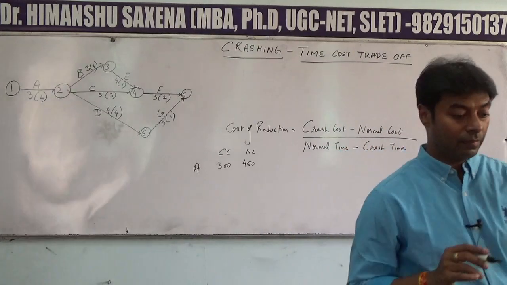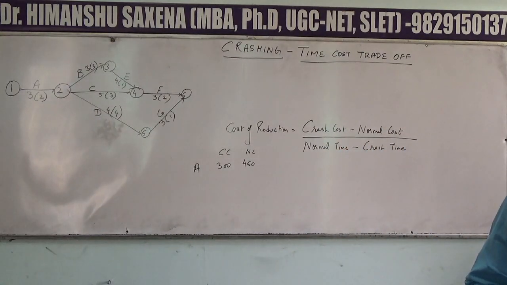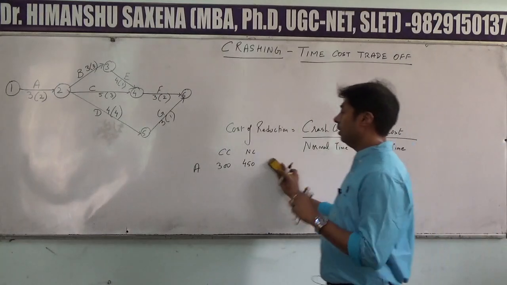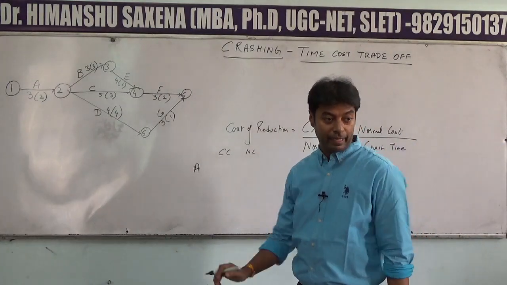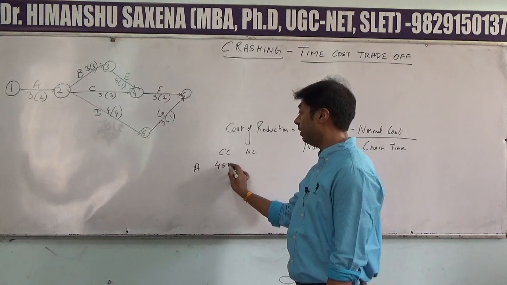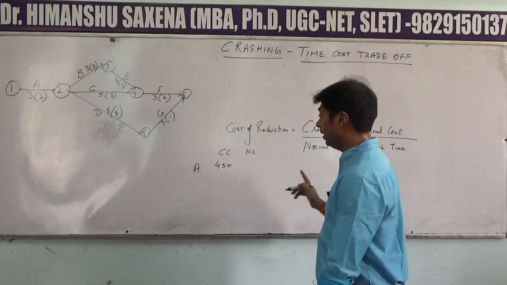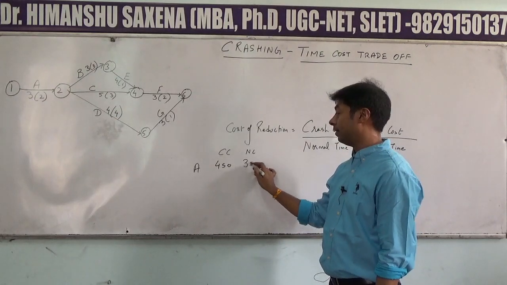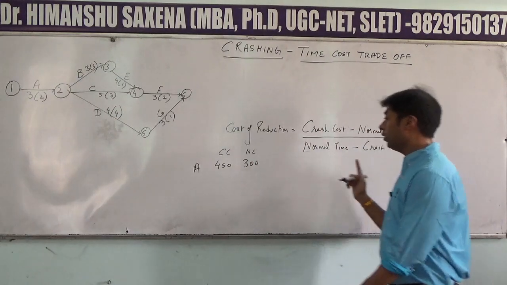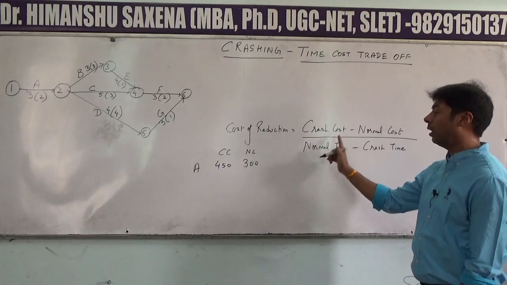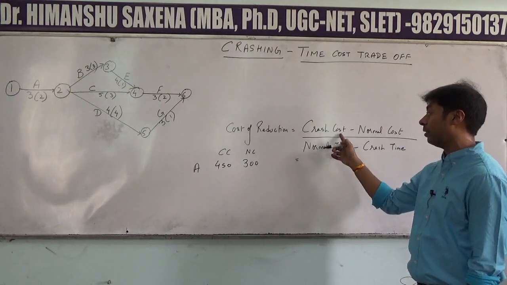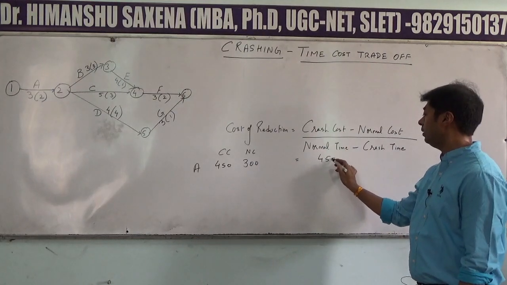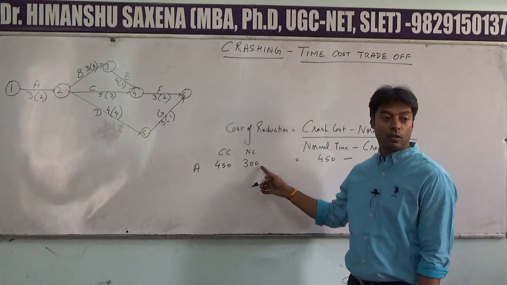Crash cost. The crash cost is 450. The crash cost of activity A, that is 450, right? And the normal cost of activity A is 300, right? So we are going to place these values in our formula to calculate the cost of reduction for activity A, that is 450 rupees minus normal cost.